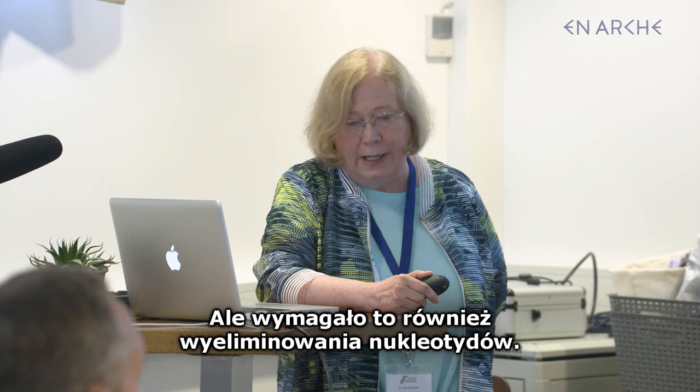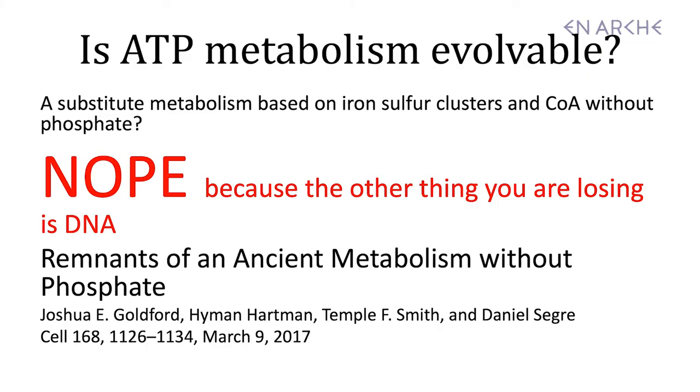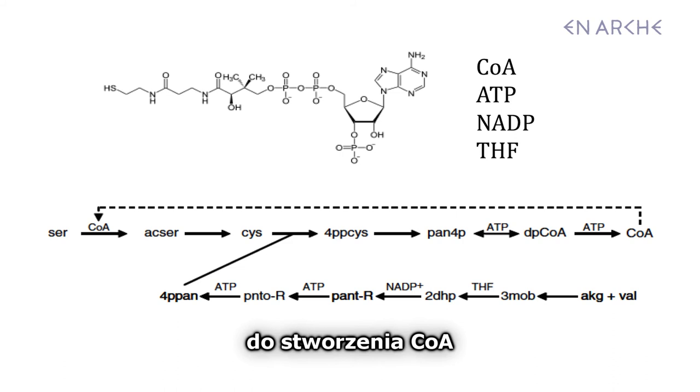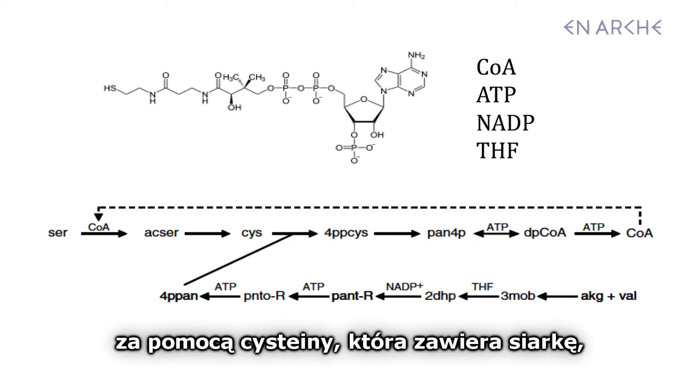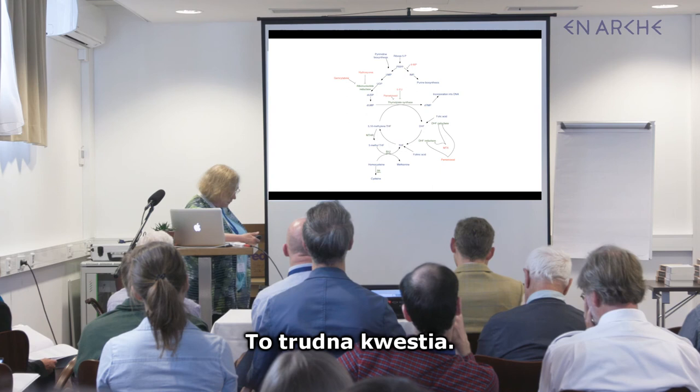But it also requires eliminating all nucleotides. So I'm left wondering, what are you left with? What are you left with? So, yeah, here's where the CoA comes in, to making CoA. The cysteine right there is sulfur, and NAD is, anyway, it's a difficult problem.